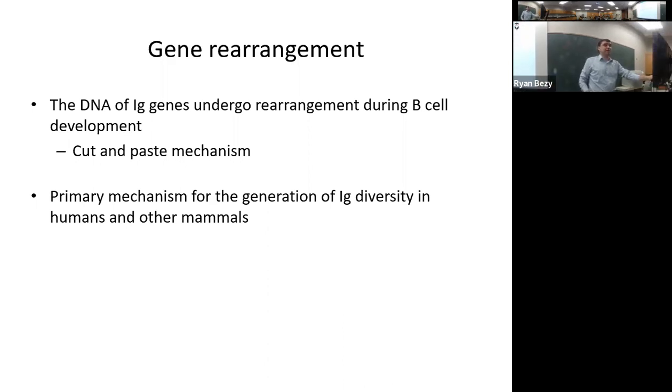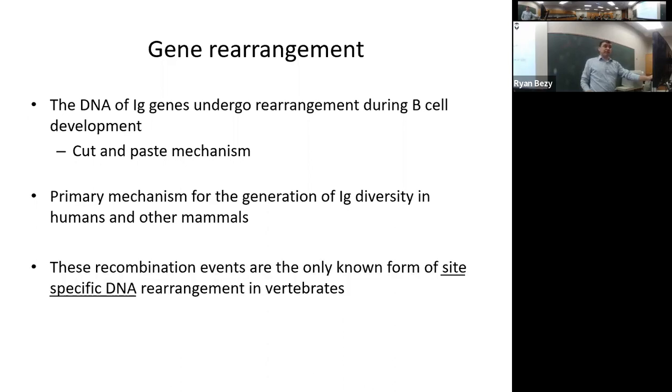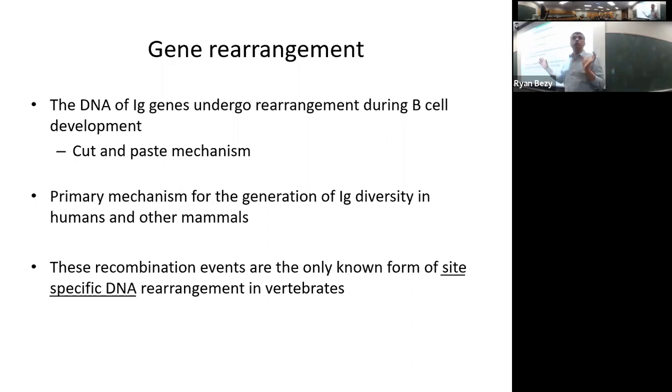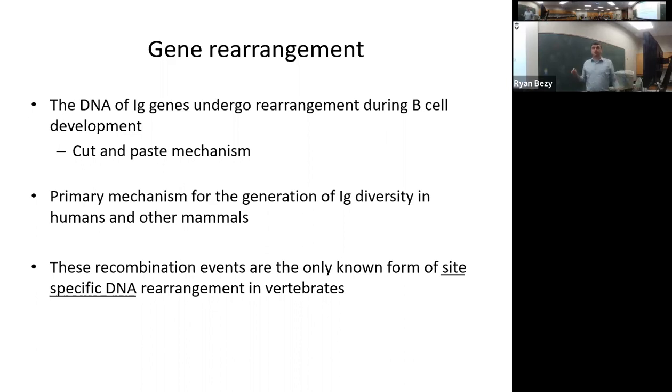But this is the primary mechanism that drives diversity of antibodies or immunoglobulins. Also, this is the only known site of DNA-specific recombination and rearrangement in vertebrates. Only antibody genes and T cell receptor genes do this. So it's only the adaptive immune system where this takes place, where DNA gets cut and put back together in a site-specific or DNA sequence-specific manner. It's only in vertebrates that this happens, with an adaptive immune system.